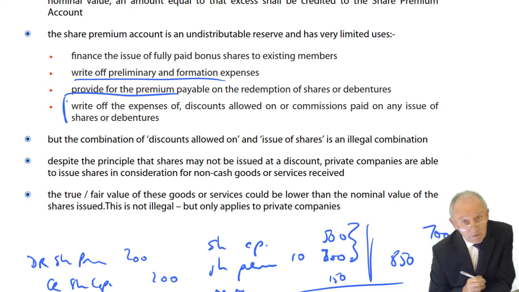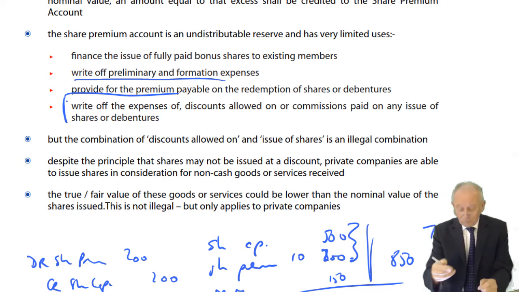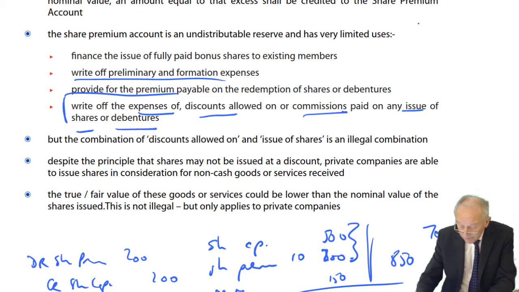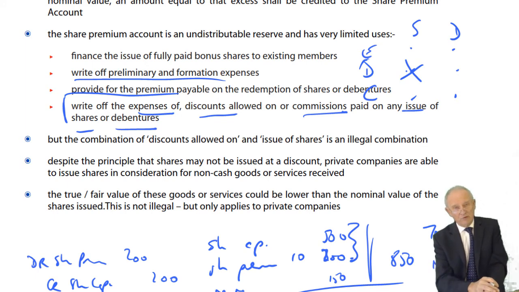The only thing to remember is that whereas you can issue debentures at a discount, you can't issue shares at a discount. So we've got three things here. We've got the expenses, the discounts, and the commissions on any issue of shares or debentures. So we've got 6 possibilities. Discounts on shares is not possible. That's an impossible combination. But otherwise, you've got 5 possibilities there.